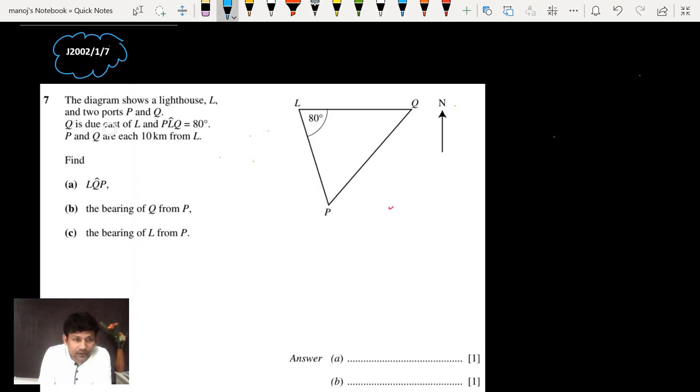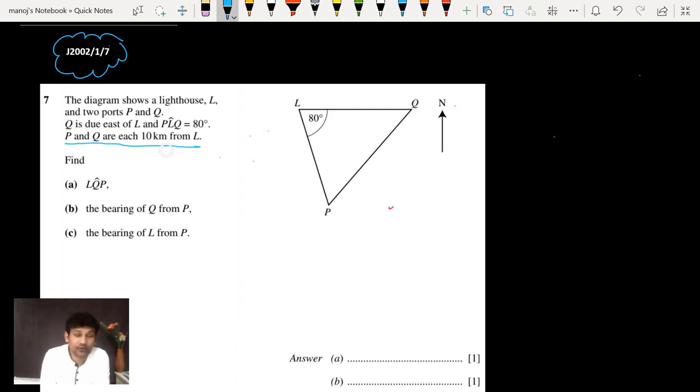Q is due east of L and P, LQ is 80 degrees. That's given: east, and north is up, and this is east. Sorry, east here, E, and L is at west. But the main part is here. P and Q are each 10 kilometers from L. This is the most important part.